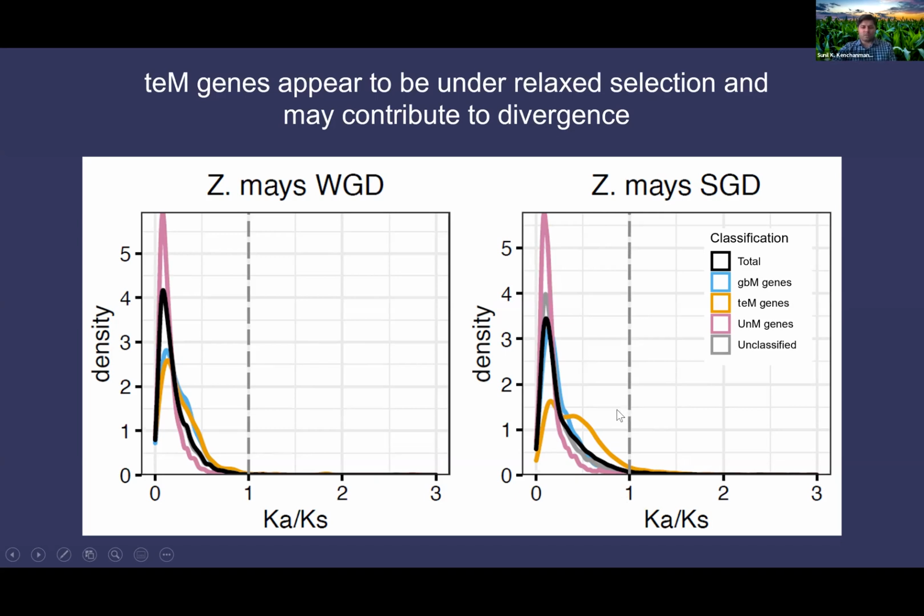And also I looked at presence absence variation genes in different genomes, and transposon-like methylated genes are enriched in those presence absence variation genes, again suggesting that these genes could be under relaxed selection and might be contributing to the divergence. So all the results I presented here are showing interspecies variation across 43 angiosperms.